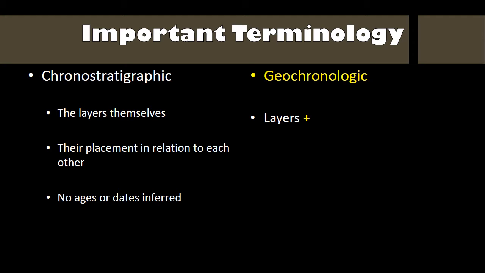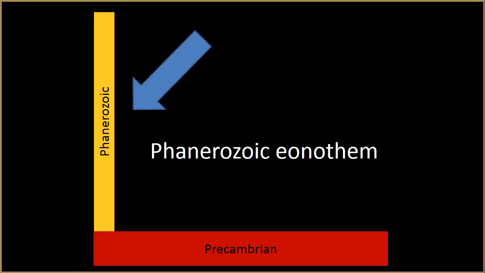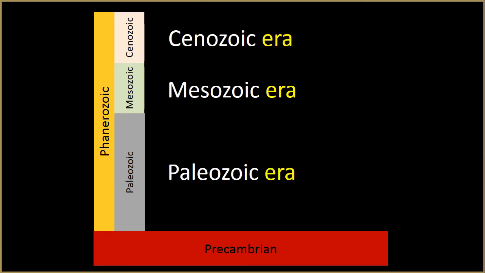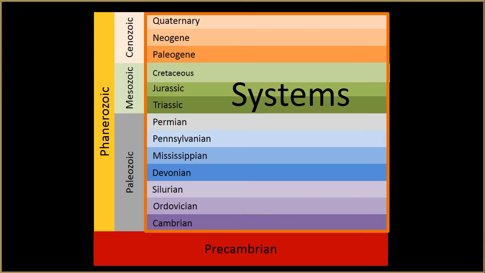Another set of terms refers to the same rock layers, but also includes the inference of time. These are called geochronologic terms. Instead of the term eonothem, which refers simply to the layers themselves, the term eon refers to the layers as well as the time associated with them. While the word erathem refers to the layers, the word era carries with it the connotation of inferred time. Instead of system, which refers to the placement of the layers themselves, the word period includes the idea of millions of years.